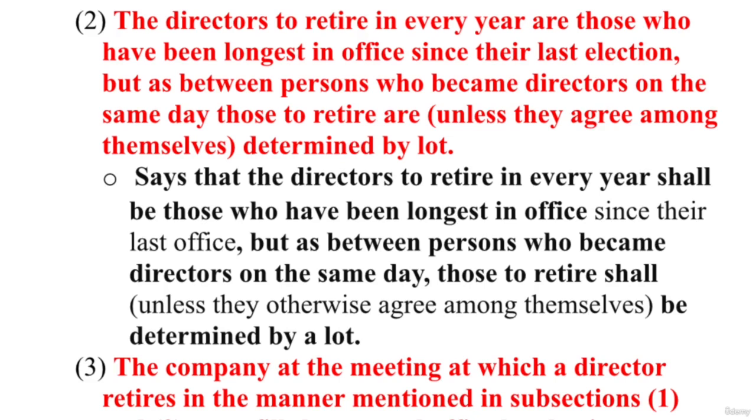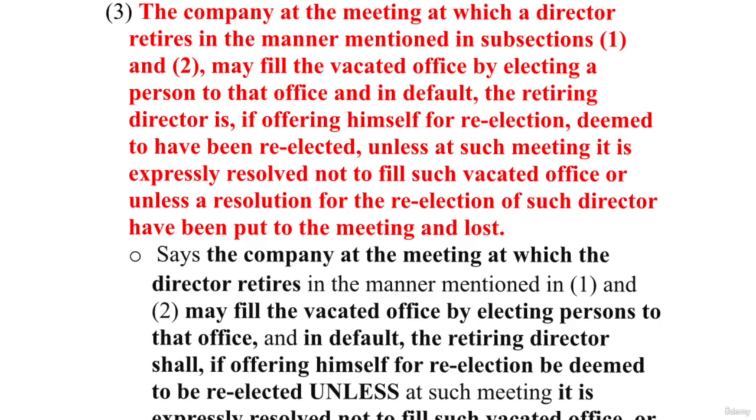Now we go to subsection 3, which tells us that the company at the meeting at which a director retires in the manner mentioned in subsection 1 and 2 may fill the vacated office by electing a person to that office, and in default the retiring director is, if offering himself for election, deemed to have been re-elected, unless at such meeting it is expressly resolved not to fill such vacated office, or unless a resolution for the re-election of such director has been put to the meeting and lost.